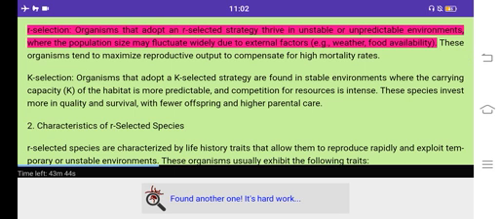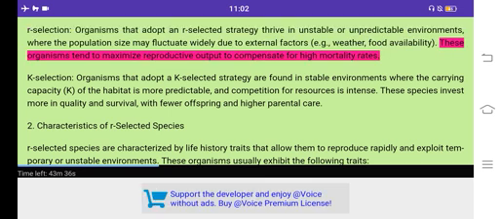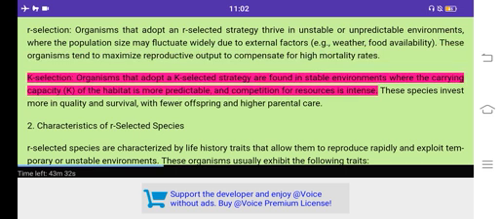R-selection. Organisms that adopt an R-selected strategy thrive in unstable or unpredictable environments, where the population size may fluctuate widely due to external factors, e.g., weather, food availability. These organisms tend to maximize reproductive output to compensate for high mortality rates.